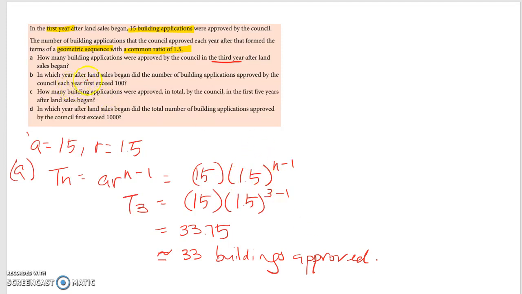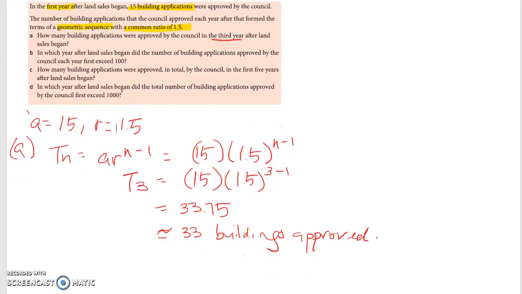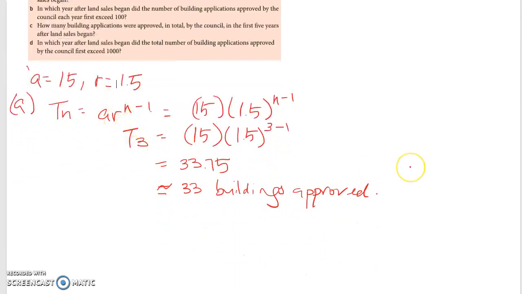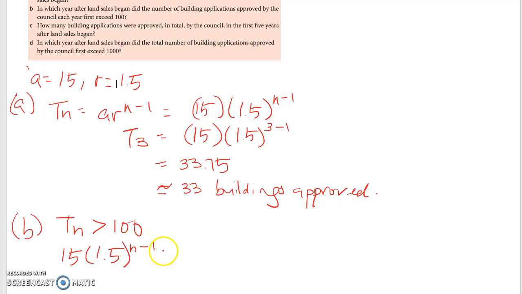Part B. In which year after land sales began did the number of building applications approved by the council each year first exceed 100? Okay, so they want us to find when it exceeds 100, so we can start by writing it down as a mathematical expression. Tn must be bigger than 100. So we want to find out which term exceeds 100. Let's write down the general expression for this first. We have just found that out. So this is going to be 15 times 1.5 to the power of n minus 1, and this needs to be bigger than 100.